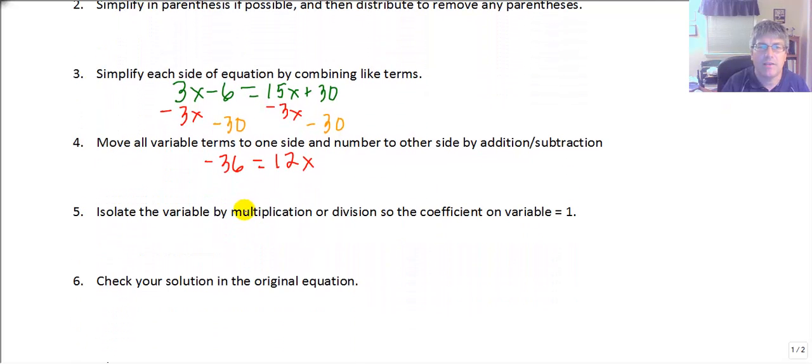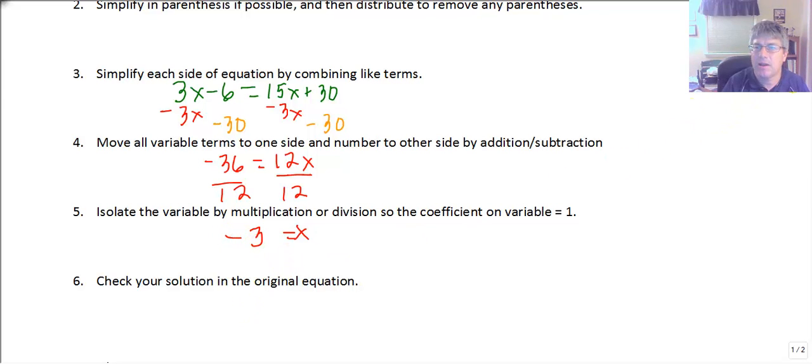Step 5 says isolate the variable by multiplication or division. So we have multiplication here, so we will divide both sides by 12 to get x all by itself, and we get x equals negative 3.